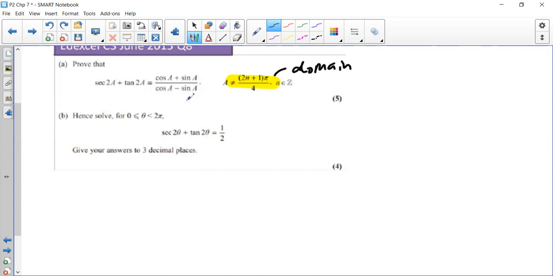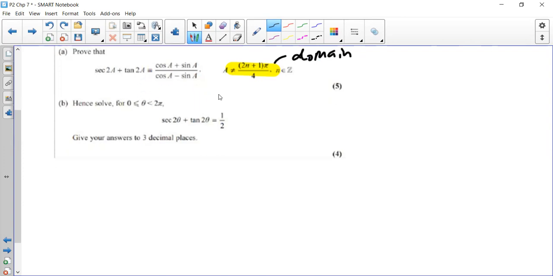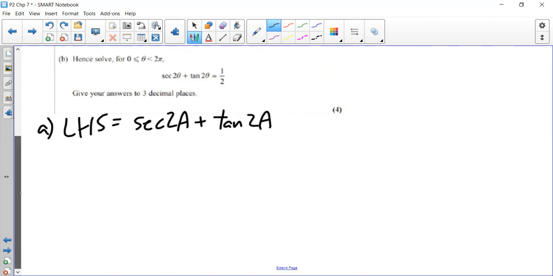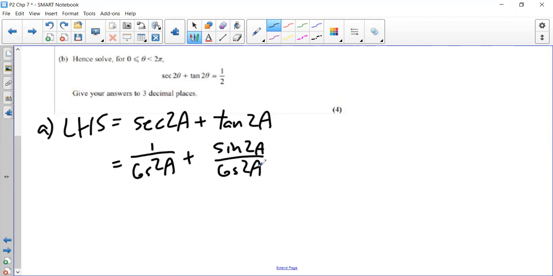So we'll start from one side. This time we'll start from the left-hand side, because sec could be rewritten as 1 over cos, and tan could be written as sine over cos. So they have a cos denominator; maybe we can do something with that. From the left-hand side, sec 2a plus tan 2a. Sec 2a is the same as 1 over cos 2a. Tan 2a is sine 2a over cos 2a. I see both fractions have the same denominator, so I can put them together. It'll be 1 plus sine 2a over cos 2a.